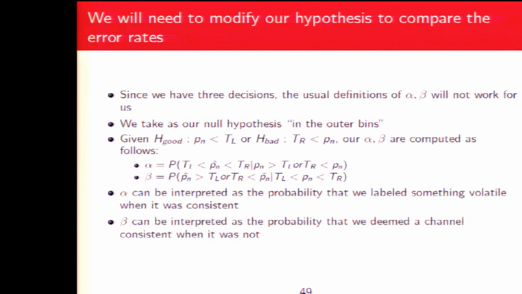Because we've got 3 bins, it now becomes a little harder to label what type 1 and type 2 error are. So I'm going to take a subtle cheat, which is I'm going to switch my hypothesis around and say that my null hypothesis is in the outer bin, and then my alternate hypothesis is in the middle. And so I'm going to call type 1 errors, I said it was in the edges and it wasn't, and type 2 errors, I said it was in the middle and it wasn't.